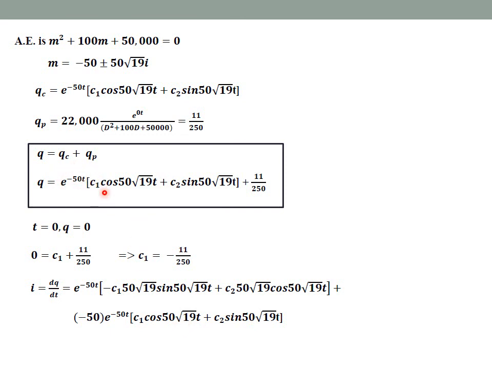Differentiation of the first term: what is differentiation of e power x? It is e power x. So what is multiplied to x? Minus 50. So it will be minus 50 into e power minus 50t. Okay, a simple differentiation by product rule. So just do it by yourself, you will get an idea.